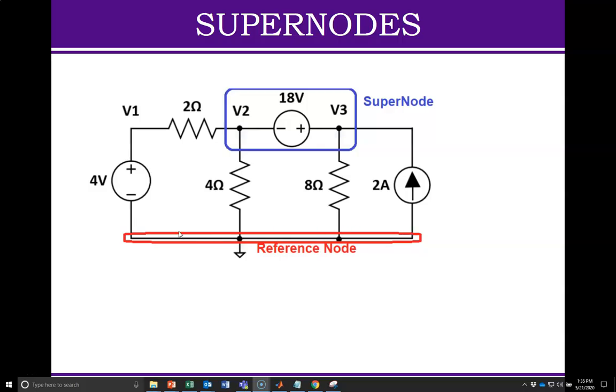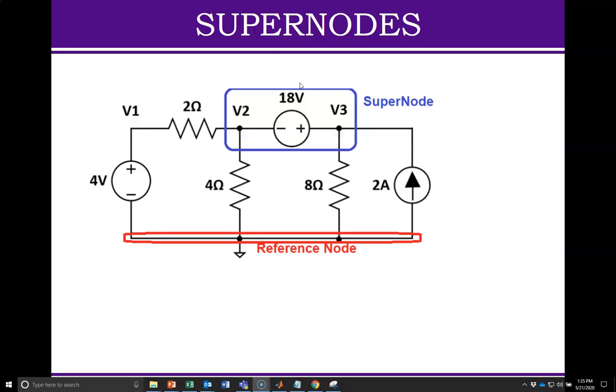So the reference node is down here, right? It's not on V3, it's not on V2. So whenever you have a voltage source like this, where neither side of the voltage source is a reference node, we just call it a supernode. In fact, while it might look a little scary, supernodes are actually very easy to work with. So let's take a quick look here.